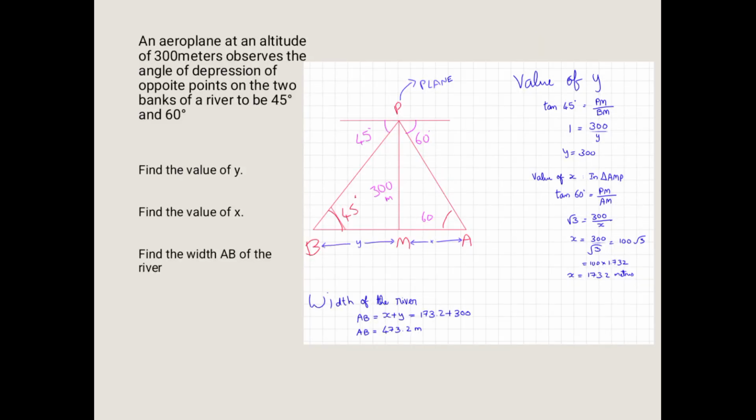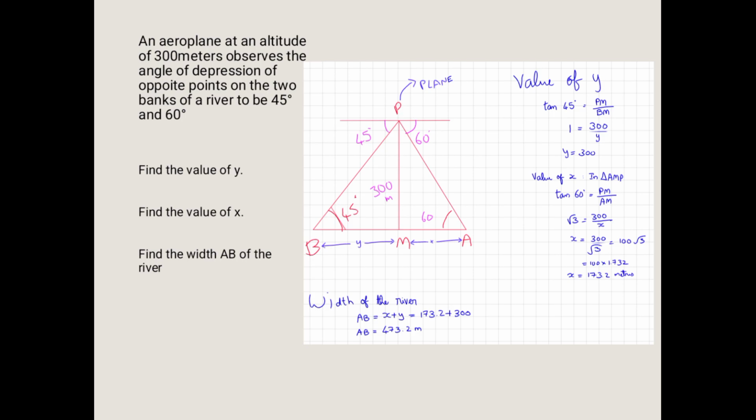In this question, they say that the aeroplane is flying 300 meters above the river AB, and the banks of the river are marked as A and B. So the angle made will be 45 degrees at one of the banks, and the other bank is 60 degrees. Now we have to find the entire width of the river, and you also have to find the values of x and y. So you have to find three answers here.